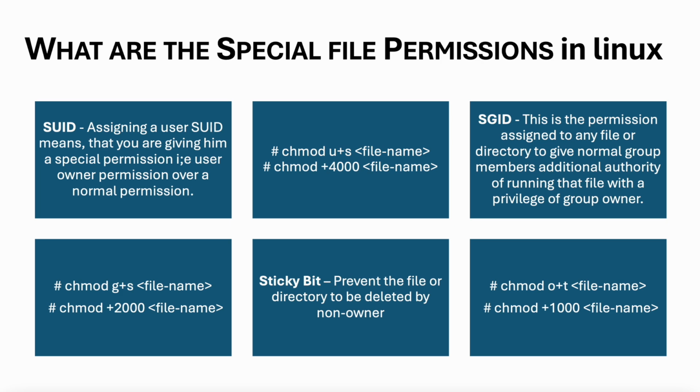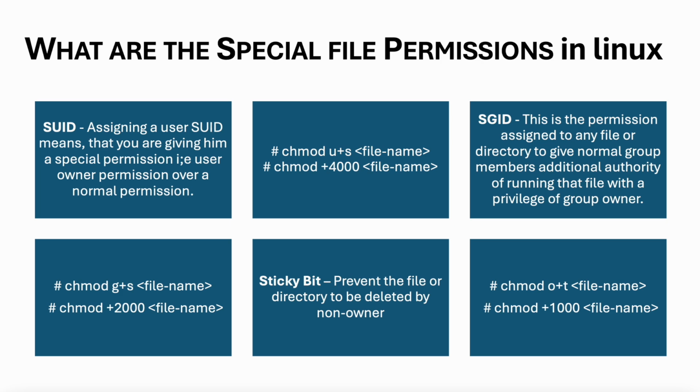SGID is the same as SUID, with just one difference: it applies at the group level. This is the permission assigned to any file or directory to give normal group members additional authority of running that file with the privileges of the group owner.